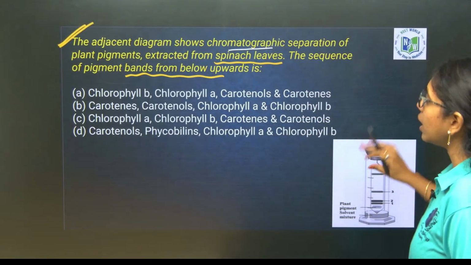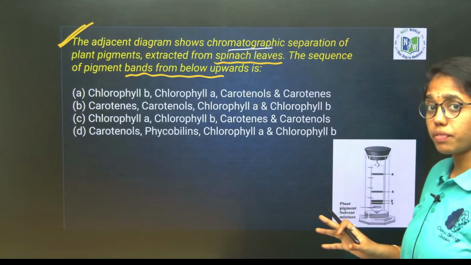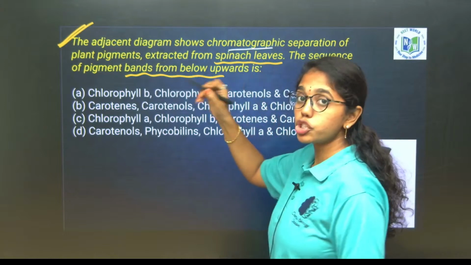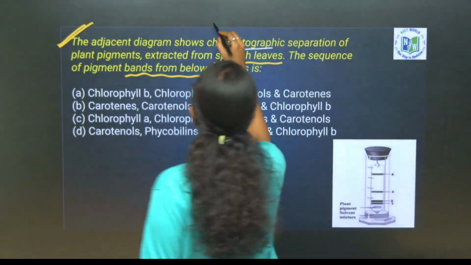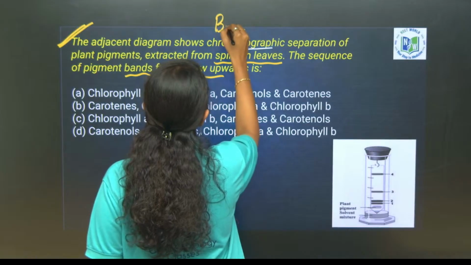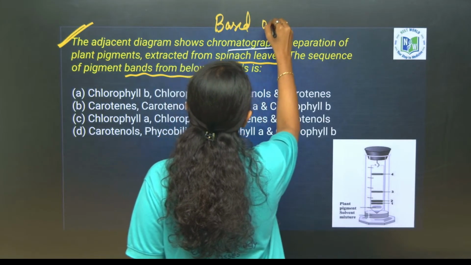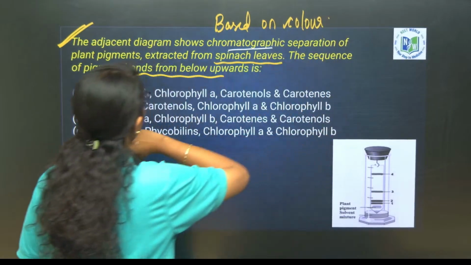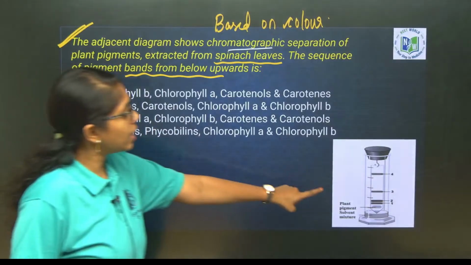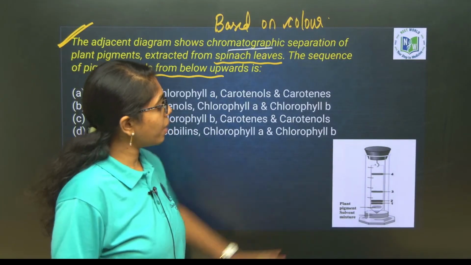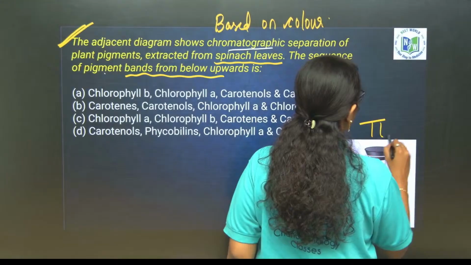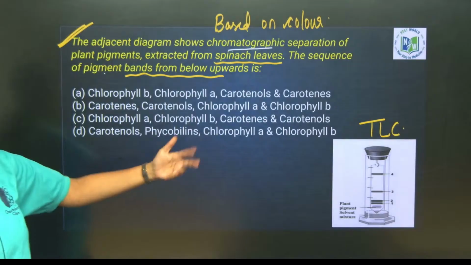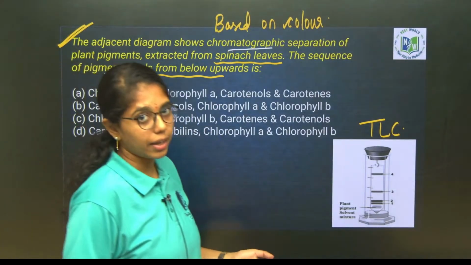So here if you see in this chromatographic separation, the name itself is giving what? Chroma means color, separation based on the color of the pigments. But then here pigment bands are being asked and the diagram is given. This diagram depicts thin layer chromatography. So chromatographic techniques based on the color can be paper chromatography or thin layer chromatography.